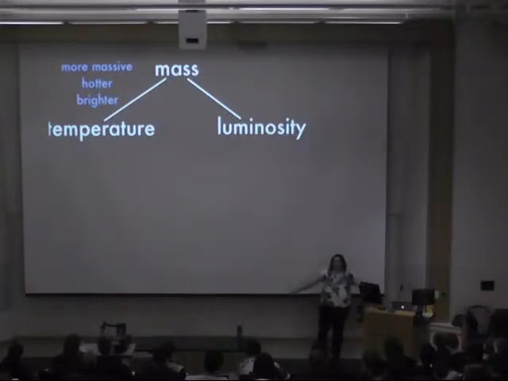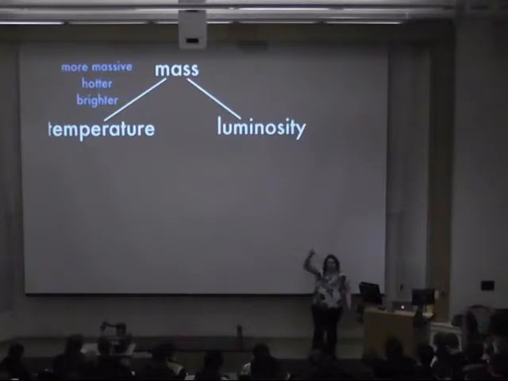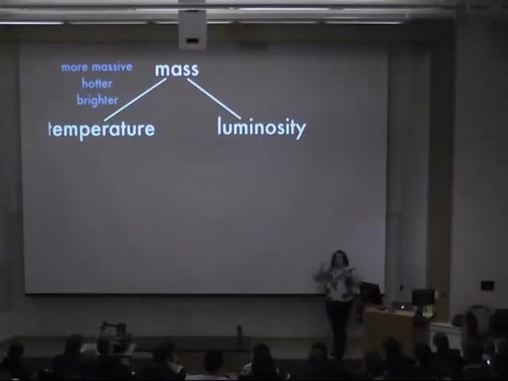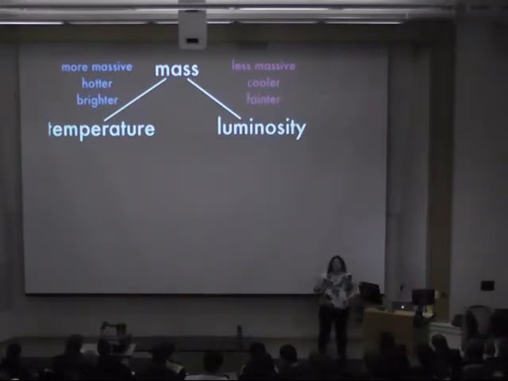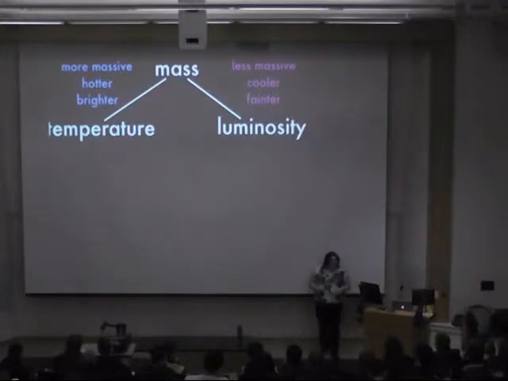If stars have more mass, the mass of the star pulls it in, the gravitational force is greater, there's more energy in the core, fusion happens faster, more efficiently, and so it's brighter. It puts out more energy. On the converse, if a star is less massive, it's cooler. It doesn't have as much energy pushing in. It can't burn as fast in its core. So those stars are cooler and fainter.